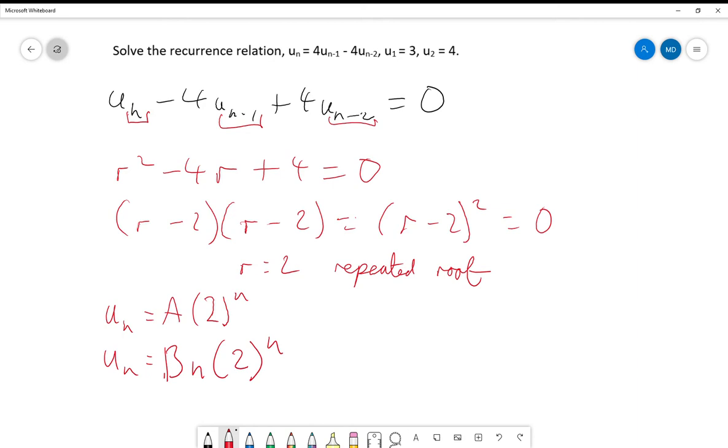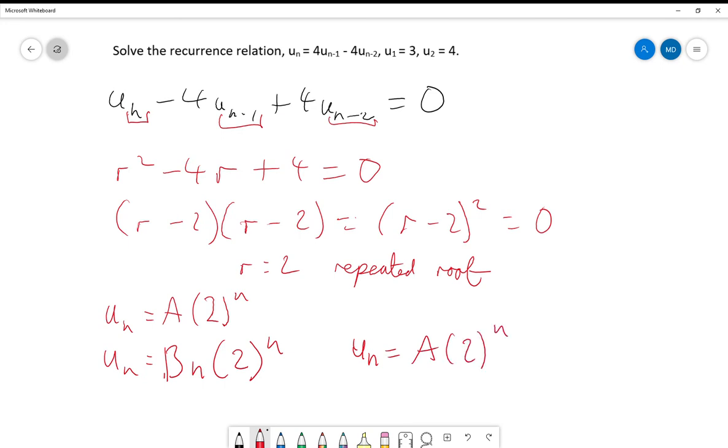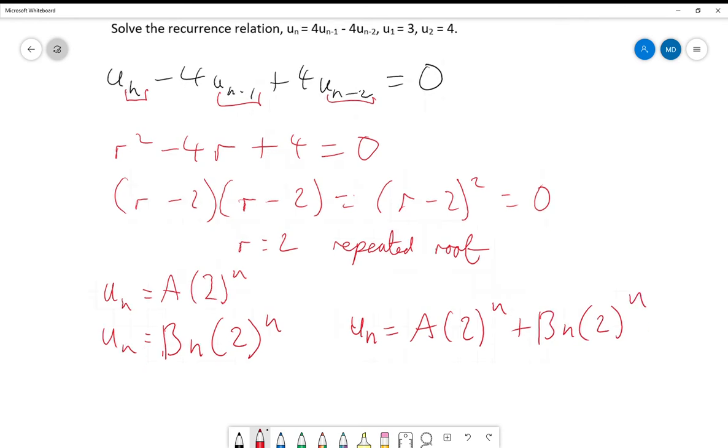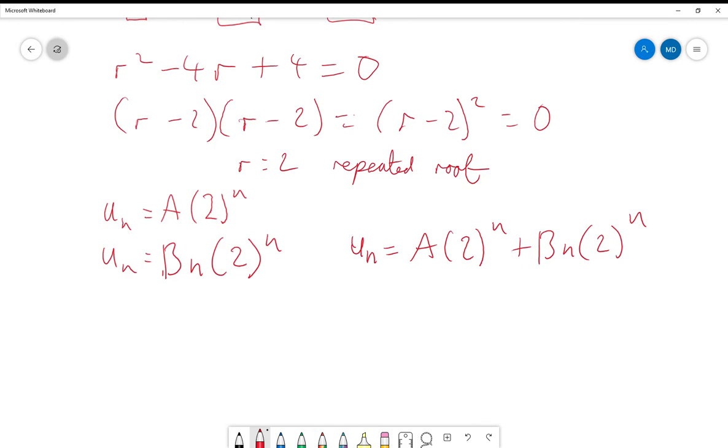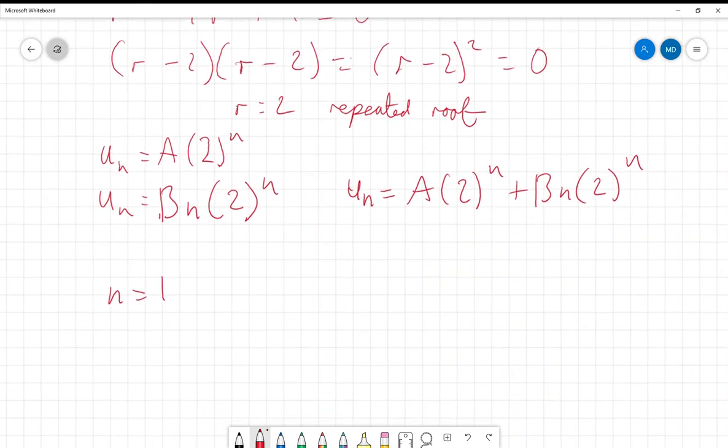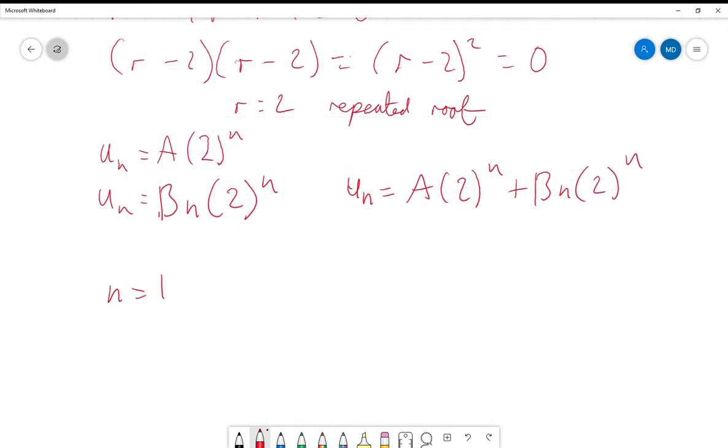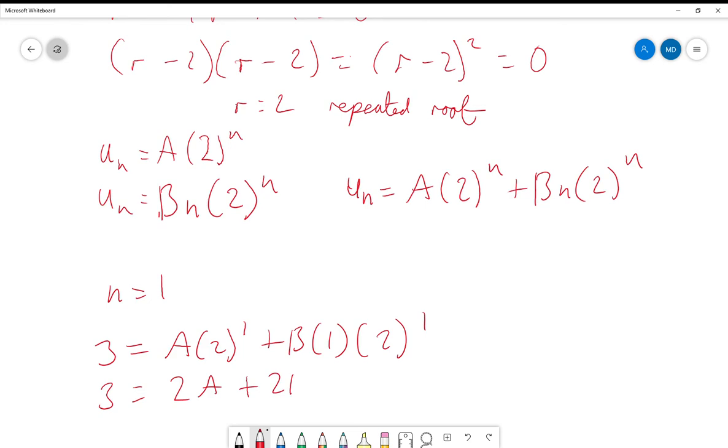And so we're going to look at this as un equal to a lots of 2 to the power of n plus b n lots of 2 to the power of n. Now we can just solve it nice and easily, not too difficult. We pick n equals 1 and go back to our initial conditions. u1 is 3, so we get 3 is equal to a times 2 to the power of 1 plus b times 1 times 2 to the power of 1, and we end up with 3 equal to 2a plus 2b.